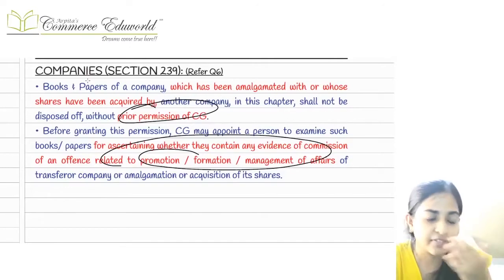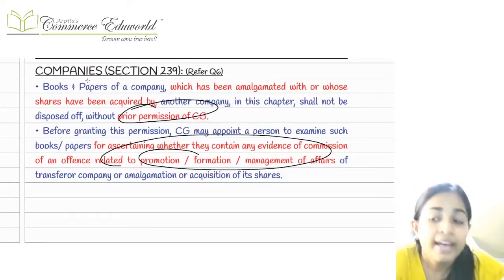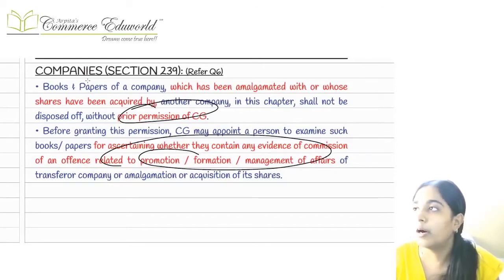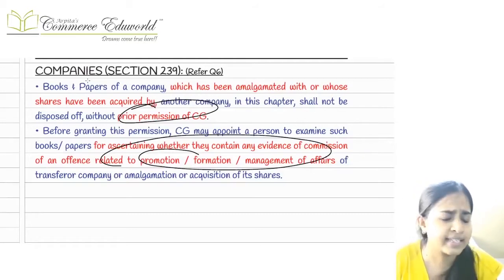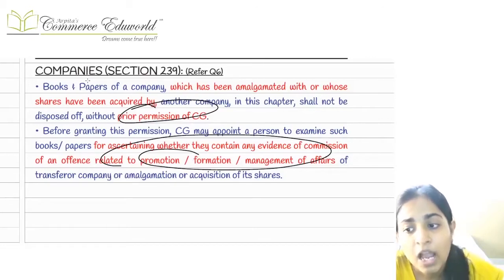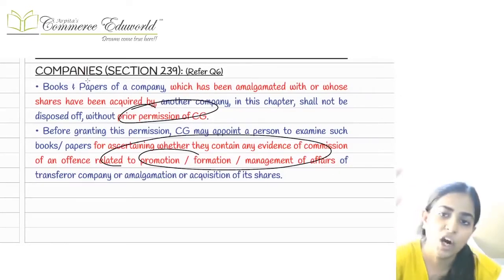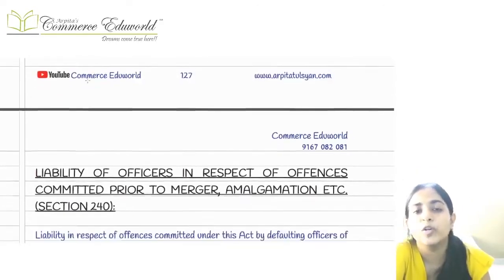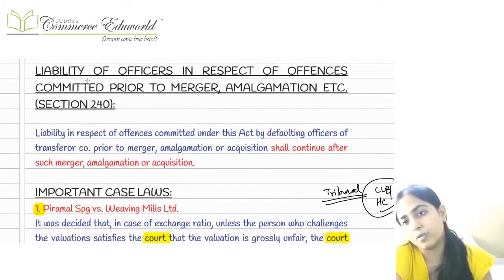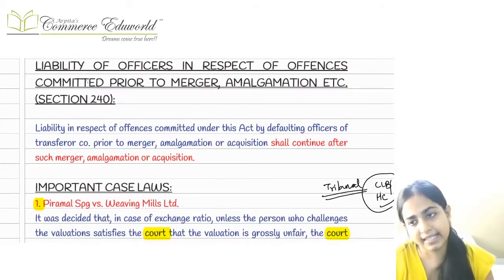If the central government is satisfied that there was no fraud relating to the formation of the company, or fraud relating to the affairs of the company, if the CG thinks that the books of accounts etc. are very clean, then in that case the central government will allow you to dispose of the books of accounts.